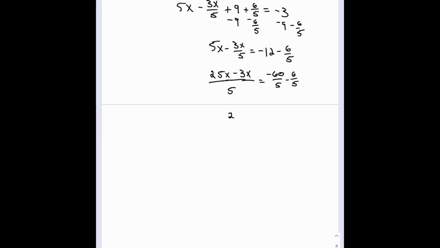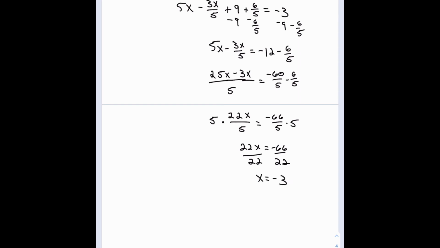So we see that 22x over 5 equals negative 66 over 5. The first thing I'm going to do is multiply by 5 on each side. So 22x equals negative 66. And then we divide by 22. And finally, we see that x is negative 3.